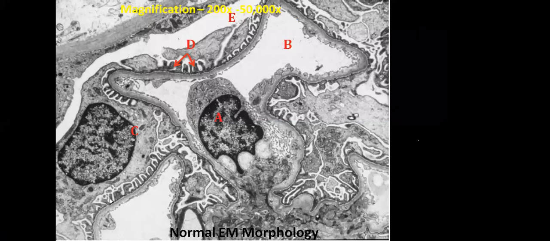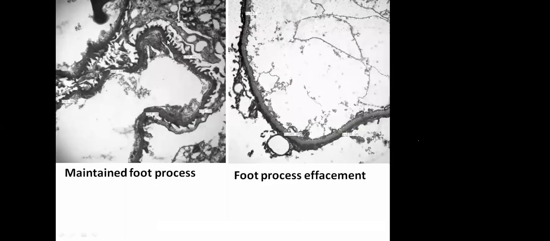And the foot processes are nothing but tertiary divisions of the tertiary processes of the cytoplasm of the podocyte. So you can see these foot processes which are not effaced, which are absolutely fine. This is a normal EM morphology of a glomerulus, and this is just for comparison. You can see these projections along the glomerular basement membrane. So that means normal, maintained foot processes.